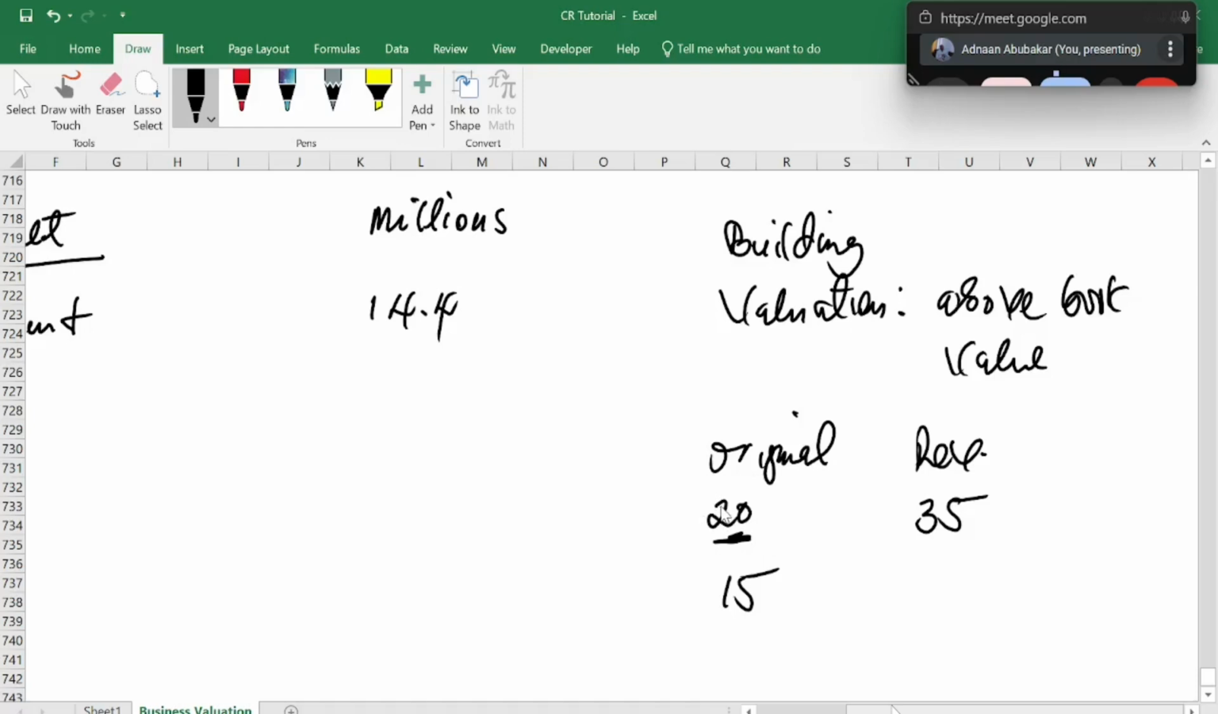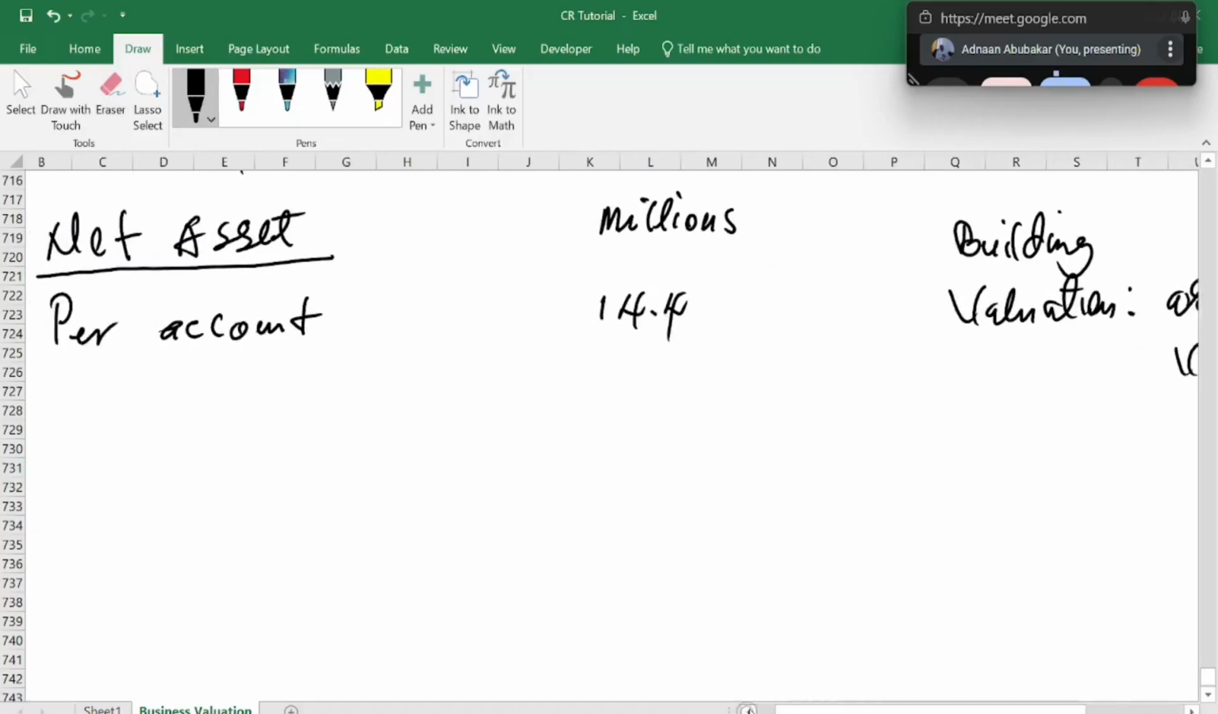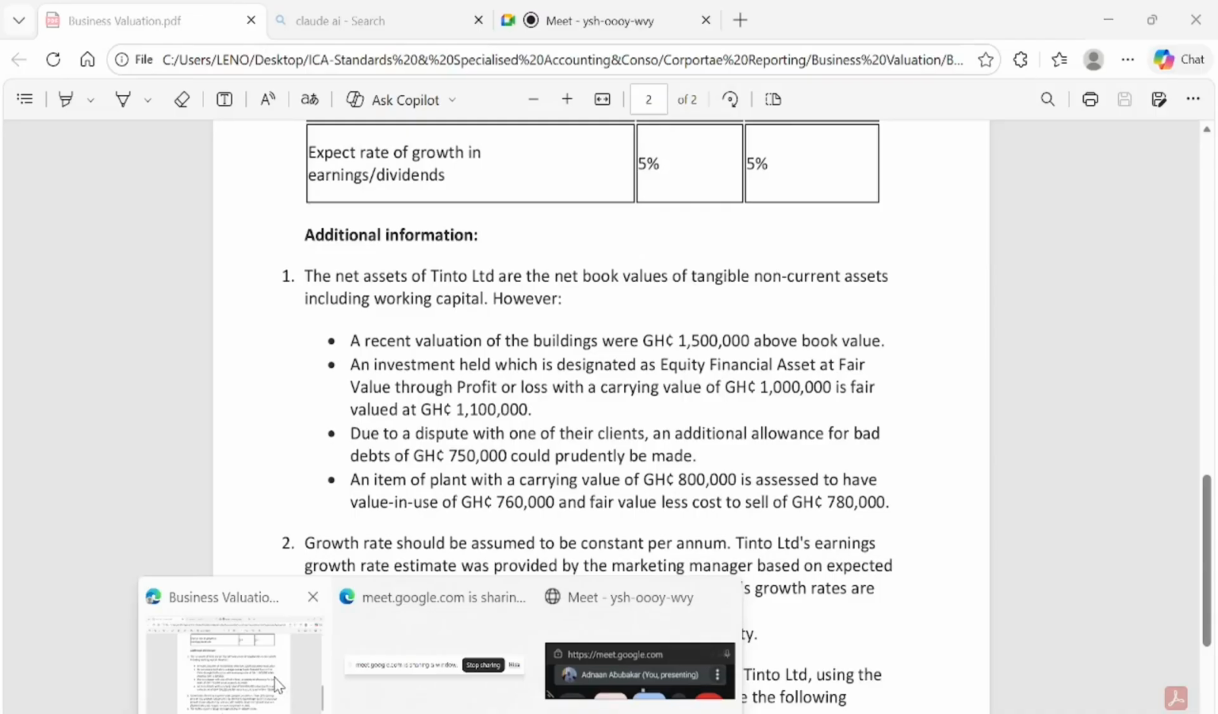Are you with me? Yes, sir. So once that has happened, what do you do? Then you need to adjust it. So this is what we call revaluation gain on the asset. Are you with me? Good. So with this one, all you have to do is come here and say revaluation gain, because they've already calculated that it is above book value by 1.5. Are you with me? Okay. Now let's go to the next item.